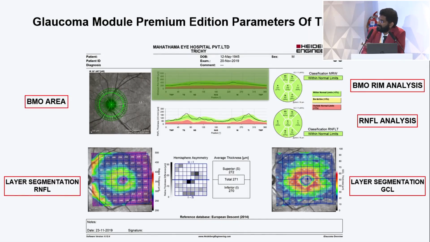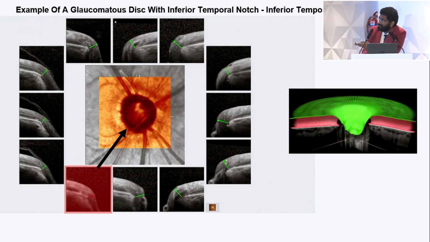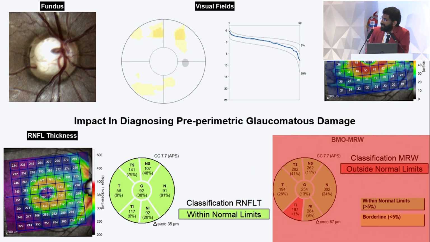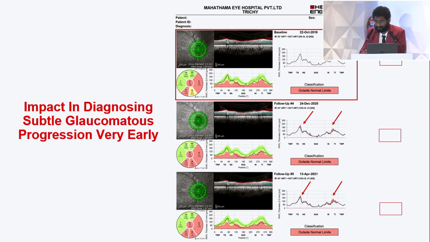And then these are some examples of the glaucoma module premium edition, where there is an inferior temporal notch. See here in this region, my dear friends, there is a BMO-MRW constriction. So we are slowly shifting towards this particular aspect as well. Why? You can see the fundus appears normal, visual field appears normal, everything appears normal, but the BMO-MRW in the inferior temporal area alone appears to be constricted. Pre-perimetric changes can be picked up.